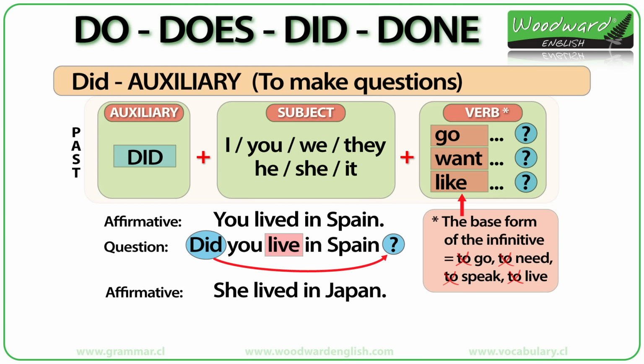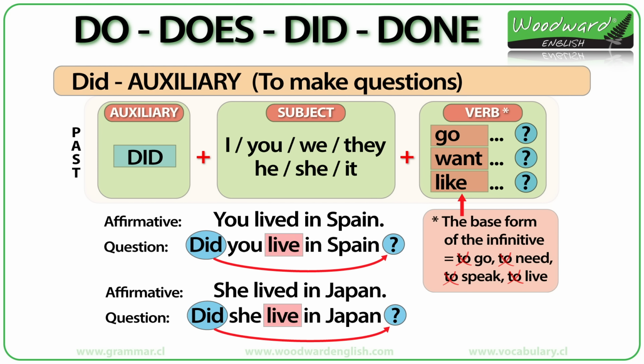So with this affirmative sentence, she lived in Japan. To make it a question in the past tense, we say, did she live in Japan? Again, we use did for questions in the past, except with to be and modal verbs.